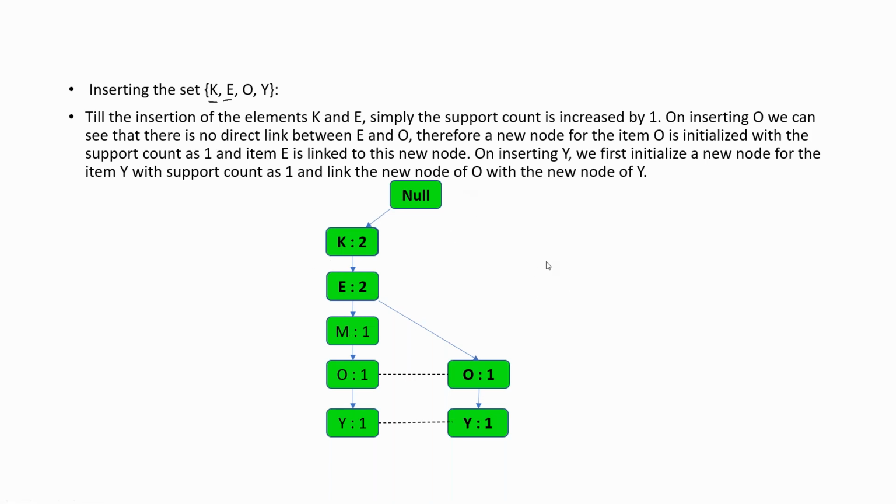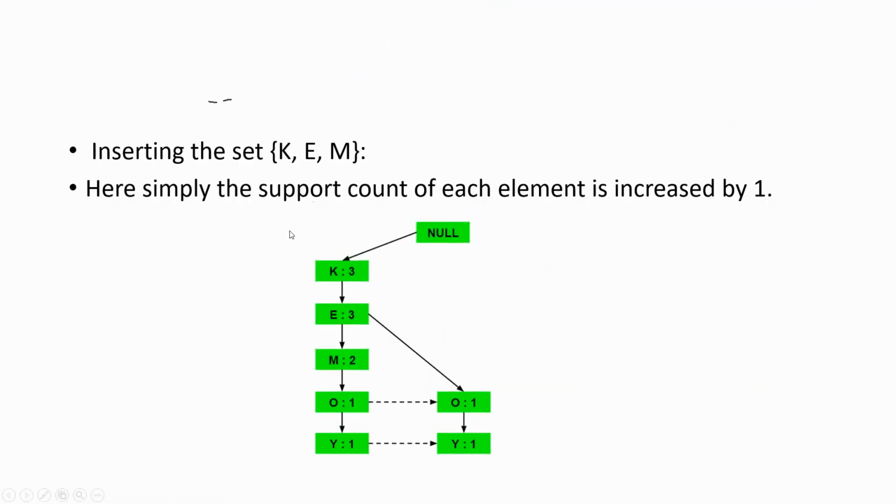Okay. Next item was KEM. So we will insert E and M here. So what will be the changes? K, E, M, these elements are already there in the tree in the same order which is appearing here. So we do not have to create any other node. What we have to do, we just have to increase the support count for these variables. K was 2, E was 2 and M was 1. And by this item set KEM, the count for all three will be increased.